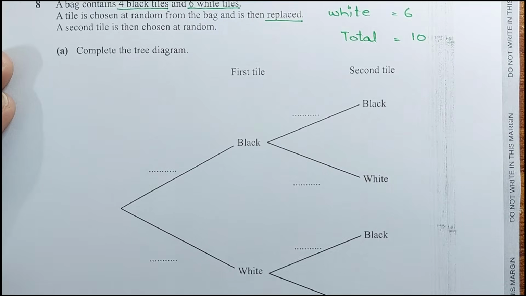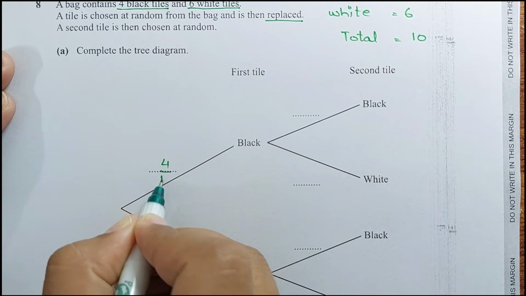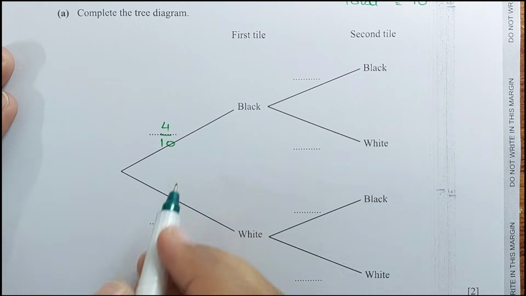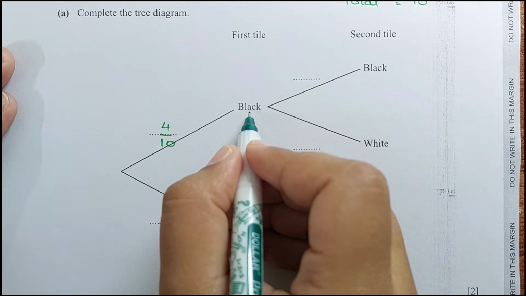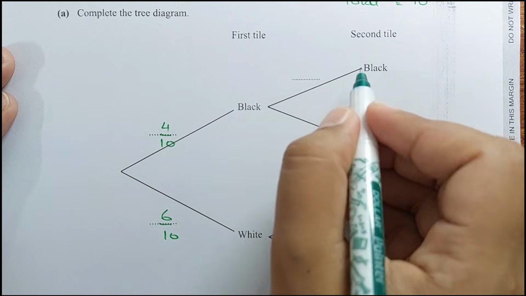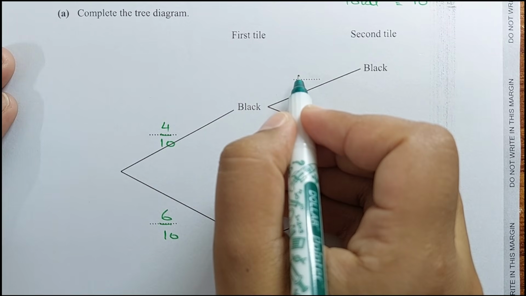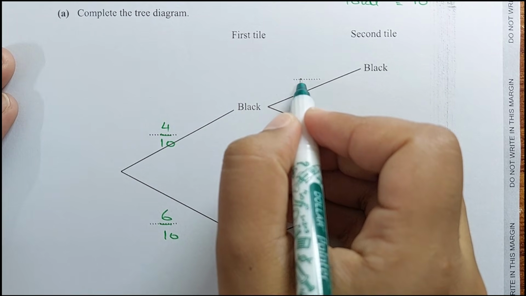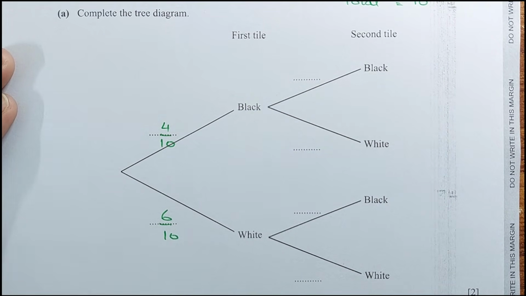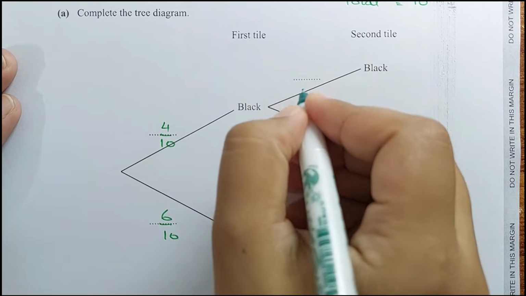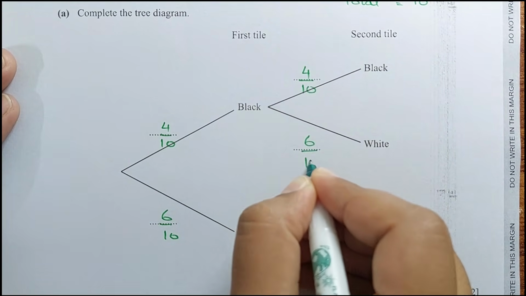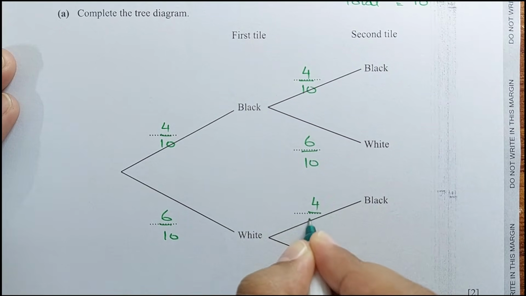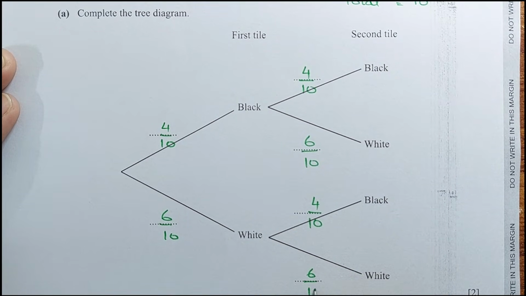Part A, complete the tree diagram. Okay, the black tiles are 4 out of 10, and the white tiles are 6 out of 10. So first is black and white. When the black is taken, it stays the same, right? Because they have to put the things back. So black stays the same, 4 over 10. White is 6 over 10.